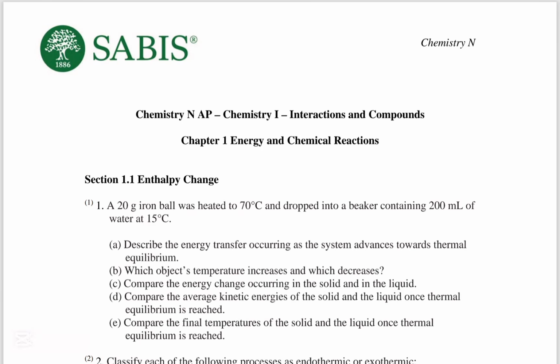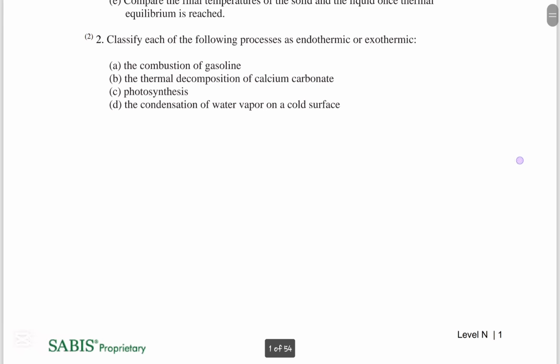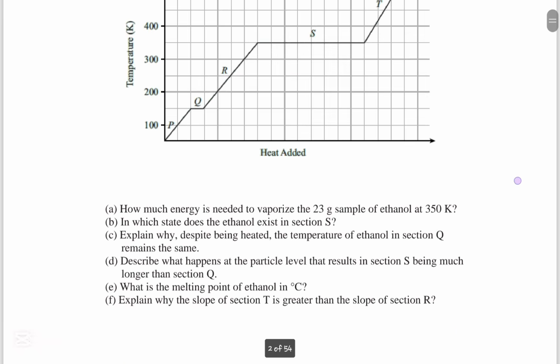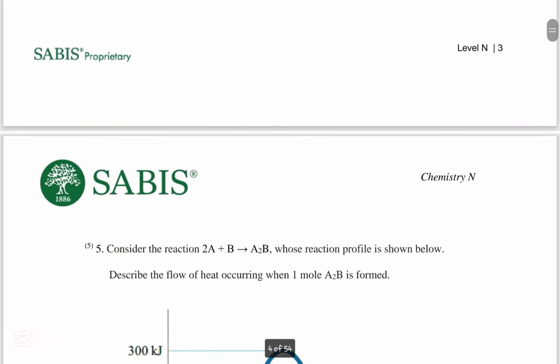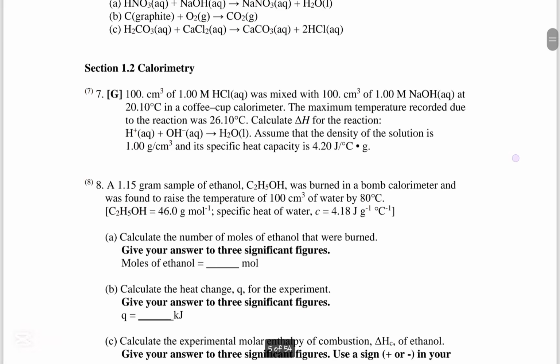Today in this part of the video, I'm going to be explaining the required questions from Chemistry 1, Interactions and Compounds. Please pay attention, it's Interactions and Compounds part 1, not part 2. In Interactions and Compounds we have chapters 1, 3, 4, and 5. For chapter 1, we have only 4 questions: questions 7, 16, 17, and 20. Without further ado, let me get started with the first question, question 7.